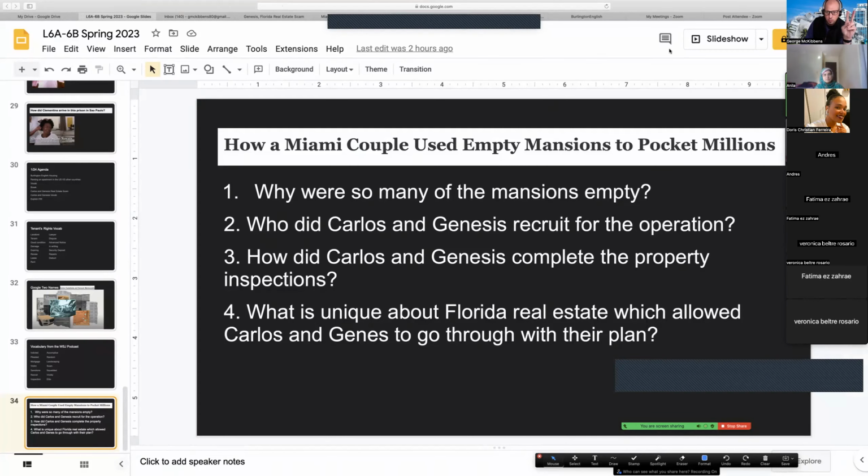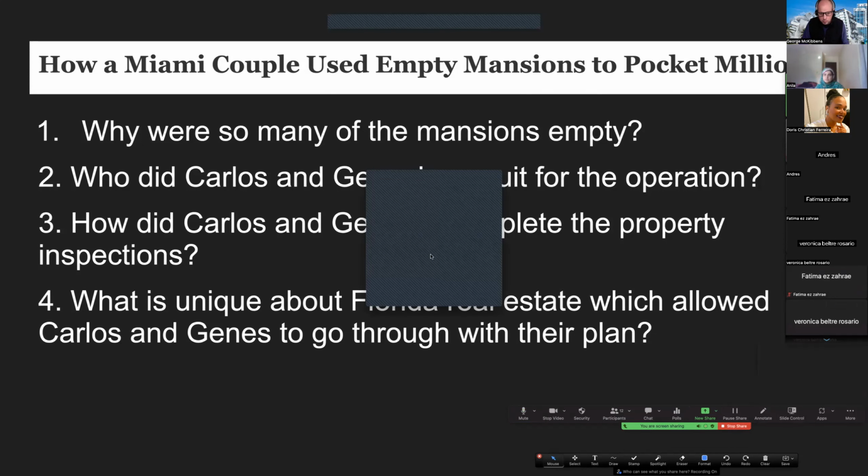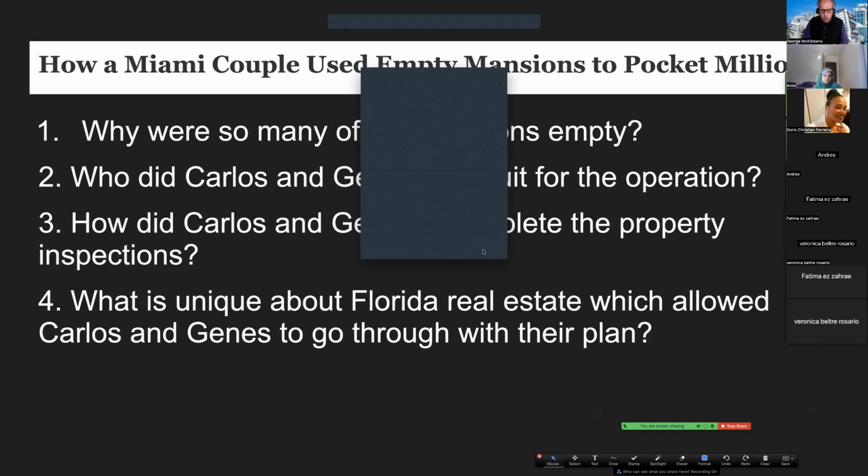And I'm going to put you into 2 breakout rooms. So first question, why were so many of the mansions empty? That's number 1. Second question, who did Carlos and Hennessy's recruit for the operation? That's what was just revealed. Now I'm going to put you into breakout rooms. Breakout room number 1, you've got question number 1, why were so many mansions empty? Breakout room number 2, who did Carlos and Hennessy's recruit for the operation? They had to hire other people to work with them. Okay, breakout room time. Here we go. If you see number 1, you've got question 1. If you see number 2, you've got question 2. Okay, join your breakout rooms now.